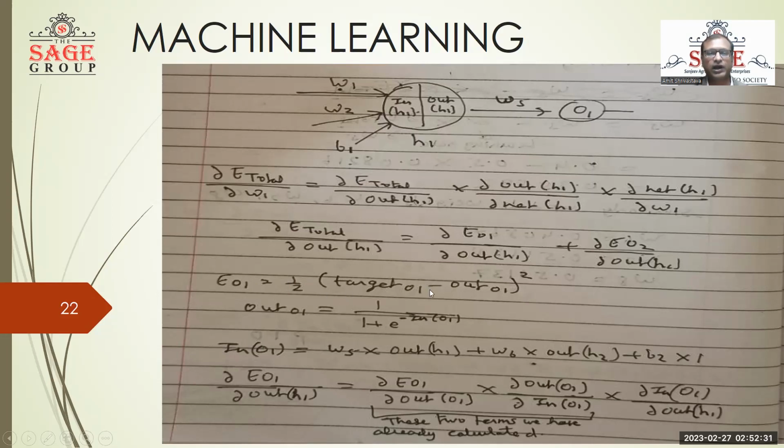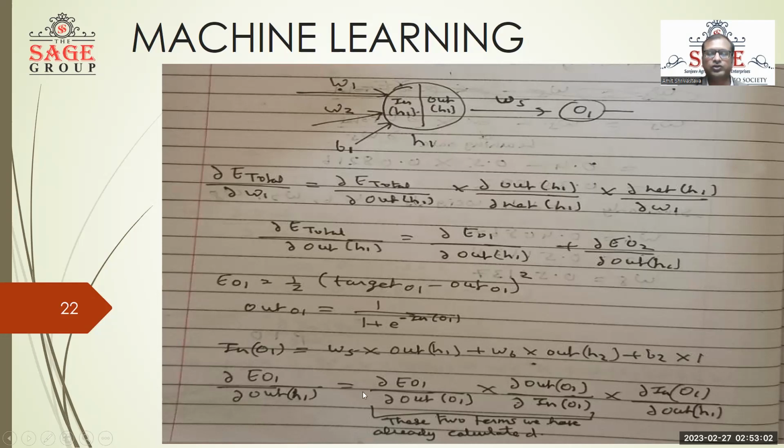E_O1 is half into (target_O1 minus out_O1) the whole square. Target means my actual, and this is my predicted O1 output. Out_O1, we already know, is 1 upon 1 plus e to the power minus in_O1, right? And in_O1 is W5 into out_H1 plus W6 into out_H2 plus B2 into 1. We already have calculated this formula. Now, let us calculate this term ∂E_O1/∂out_H1.